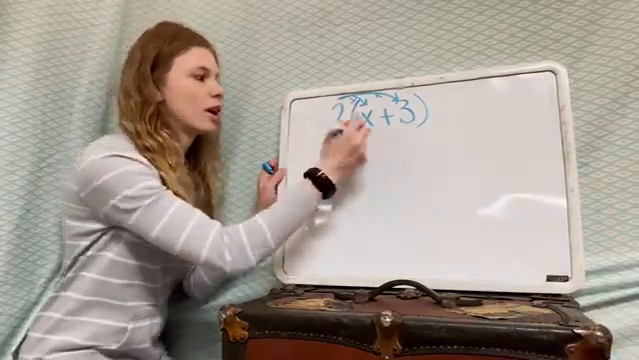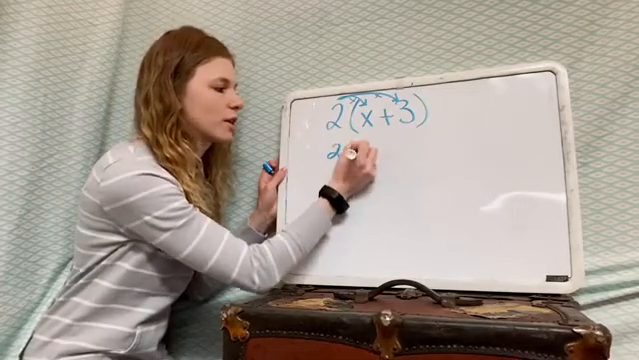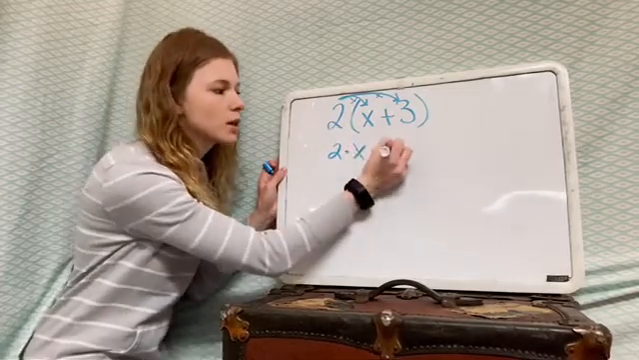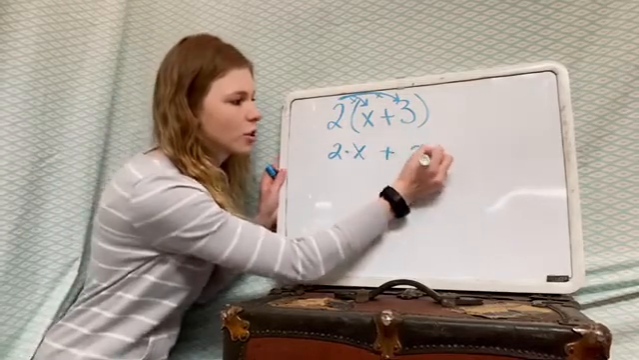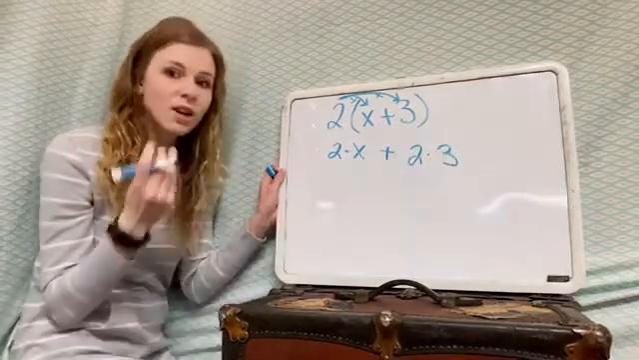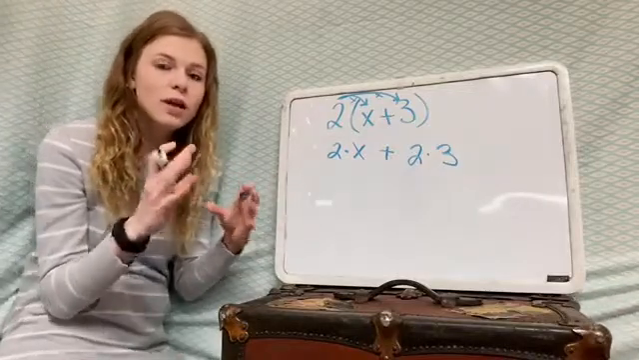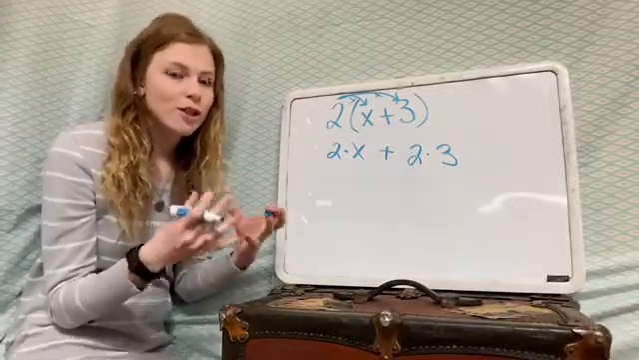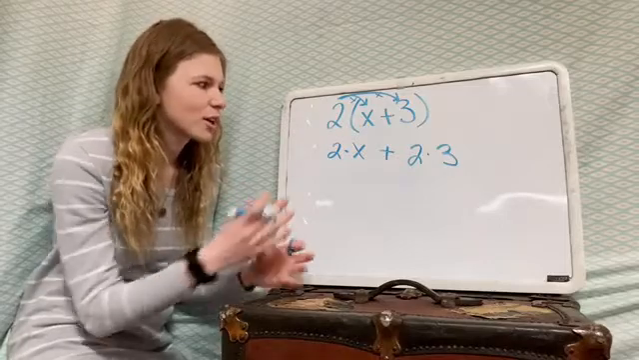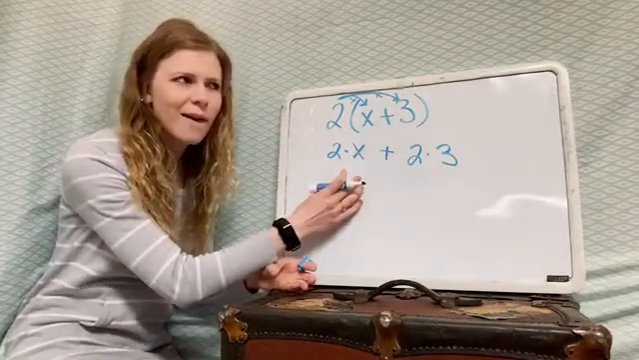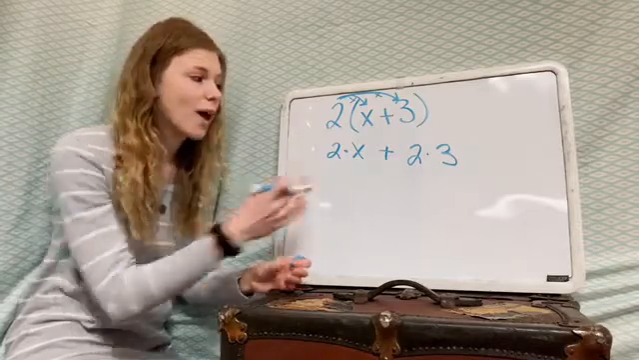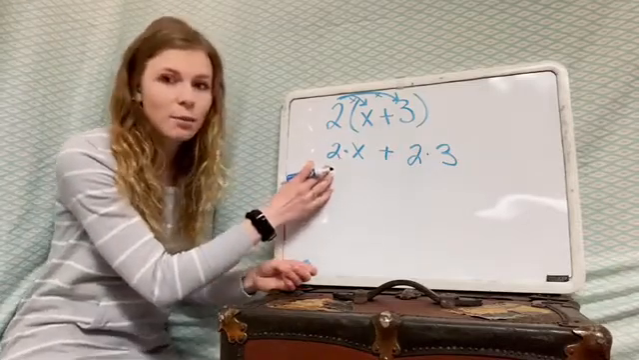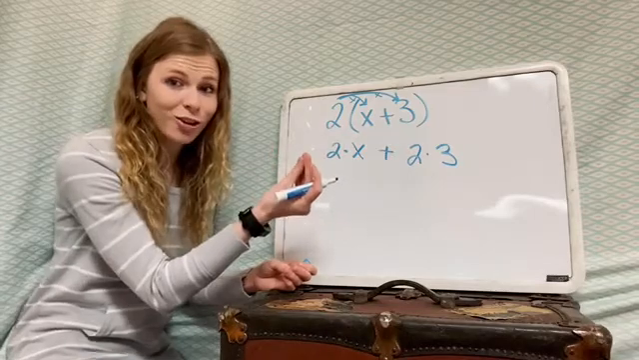2 times x will be the first thing I write down. Bring down my plus sign. 2 times 3 is my second arch, so I'm going to write that down. Now, here is what is different than last time. You're going to look at this and you're going to be like, 2 times x, how do I do that? Here's what you need to do. When you have a variable times a number, you just squish them together, okay?